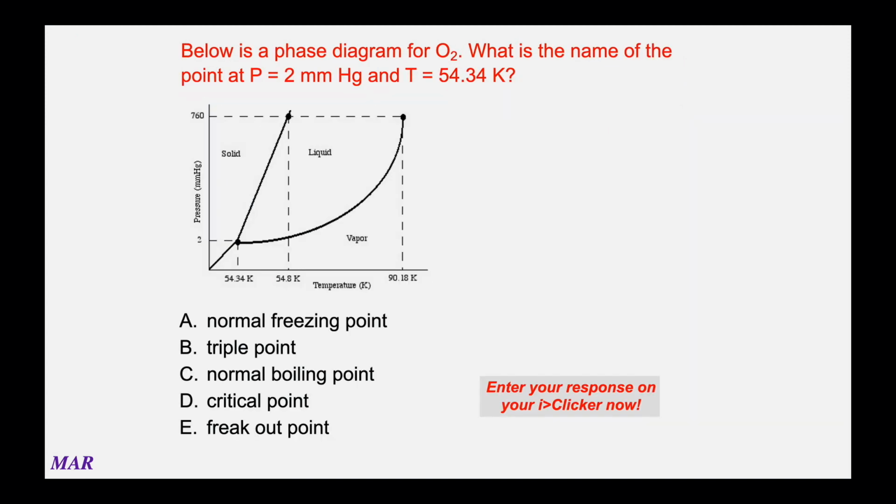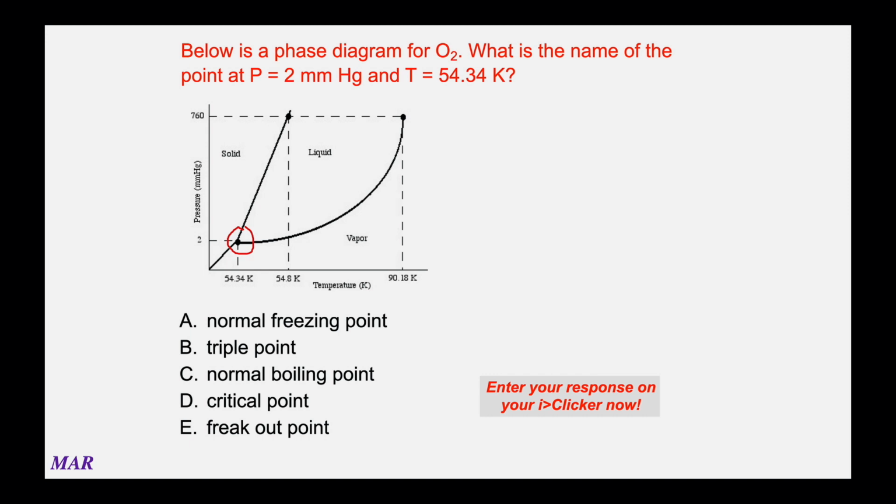No problem. This is an example of a phase diagram. Phase diagrams show all conditions where you have solid, liquid, and gas or vapor at different pressures on the y-axis and temperatures on the x-axis. I'd like you to give me the name of the point at a pressure of 2 millimeters of mercury and a temperature of 54.34. You can maybe see, but I'm just going to highlight it, that point is right there. See if you can figure out the correct name of that point. Pause the video if you'd like to, and when you're ready to talk about the answer, unpause it. We'll talk about it. Pause the video now.